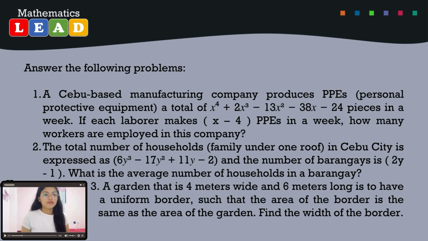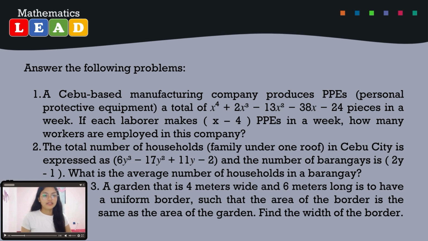The total number of households, families under one roof in Cebu City is expressed as 6y to the third power minus 17y squared plus 11y minus 2, and the number of barangays is 2y minus 1. What is the average number of households in a barangay?